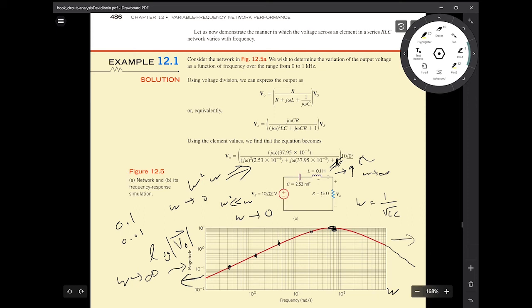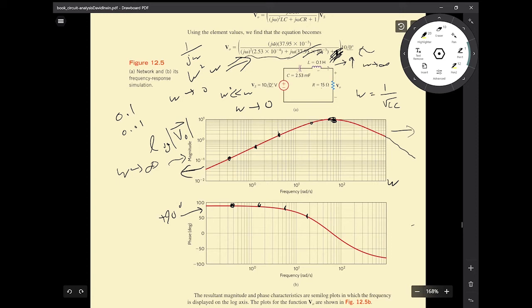J omega becomes small, and we can ignore it compared to the j omega squared. For very big numbers, the square is much larger than the regular number. So this becomes dominant, and we end up with j omega over j omega squared, which is 1 over j omega, which is an angle of minus 90. So as omega goes to infinity, notice we're approaching minus 90 degrees.